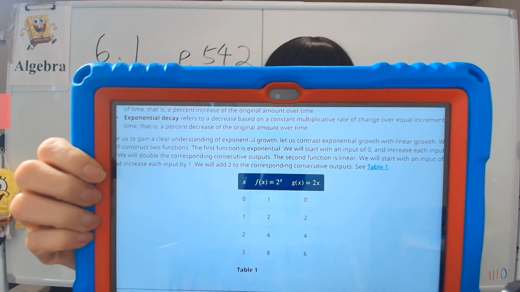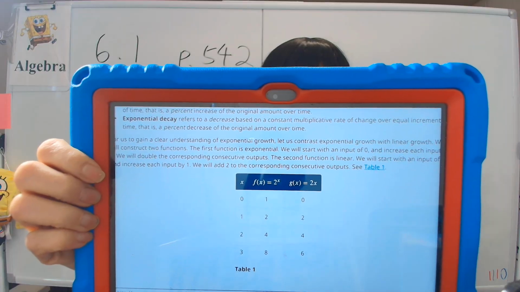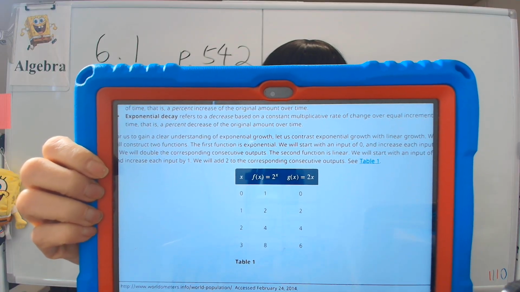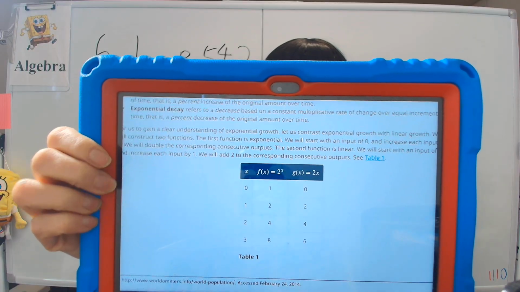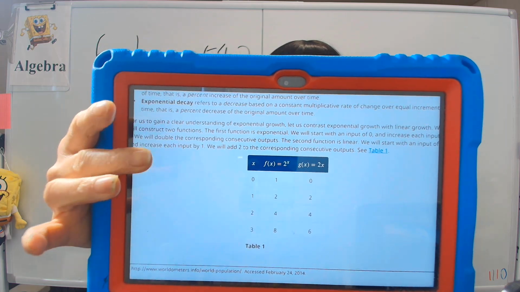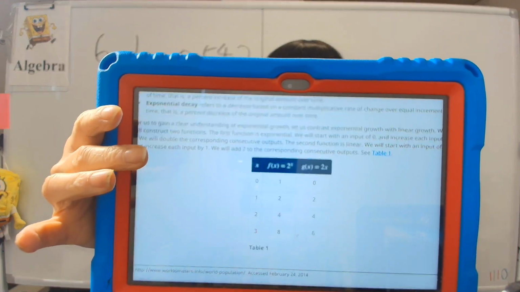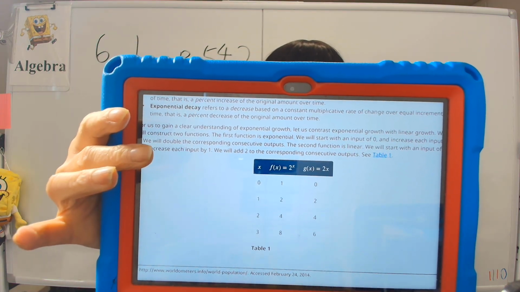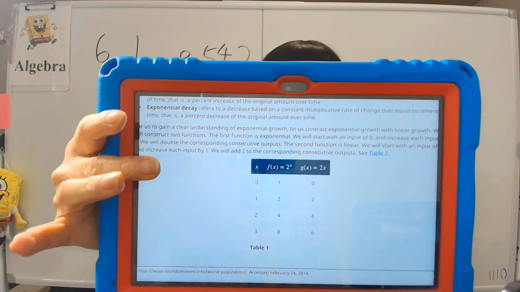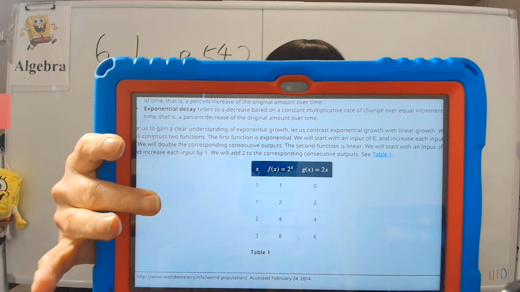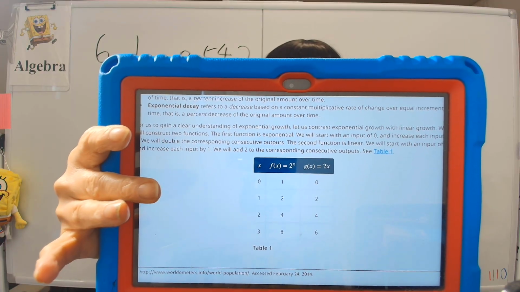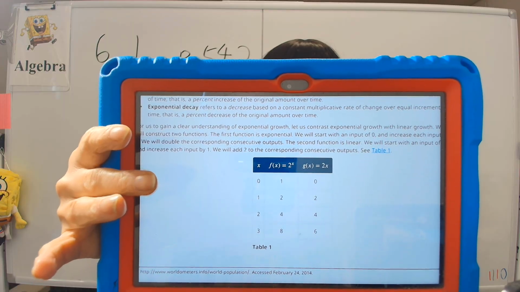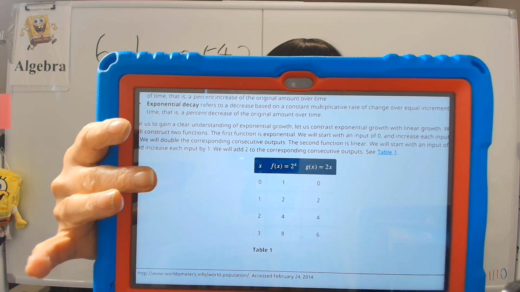There's f of x equals 2 to the power x. That is the exponential function. The other one is just 2x. That's the good old linear function, okay? So as you can see, if x is up on top like that, which makes it exponential, your values increase fairly rapidly, especially after a while. At first things don't look that different, right?